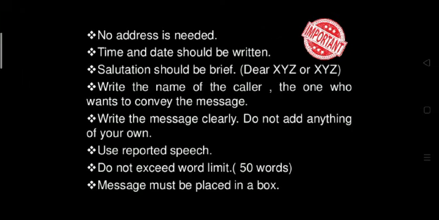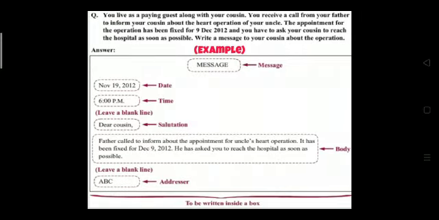Then the content of the message should be clear and appropriate. Use reported speech. The word limit of the message should not exceed 50 words. You have to take care that the content is appropriate and does not exceed 50 words. And you have to put the message in a proper box, and draw that box with pencil and scale only.